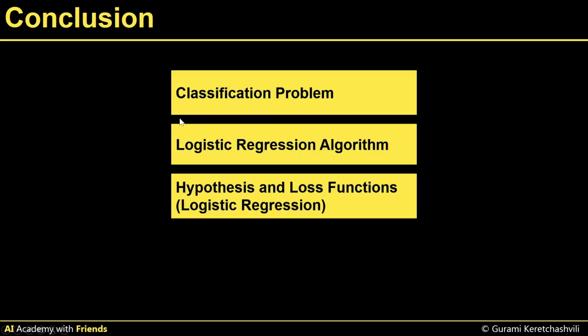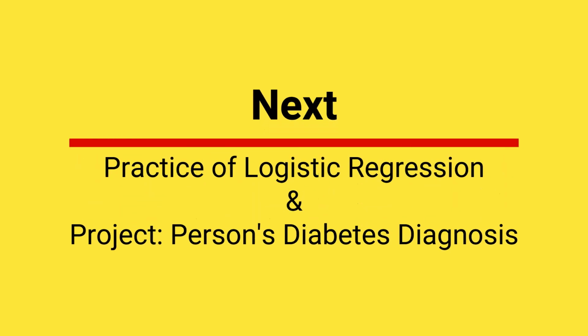It is the end of the tutorial. To sum up, we have discussed what a classification problem is and its algorithm, logistic regression, as well as its hypothesis function and loss functions. In the next tutorial, we will do a practice example of logistic regression using the scikit-learn library by building a real-world project about a person's diabetes diagnosis.